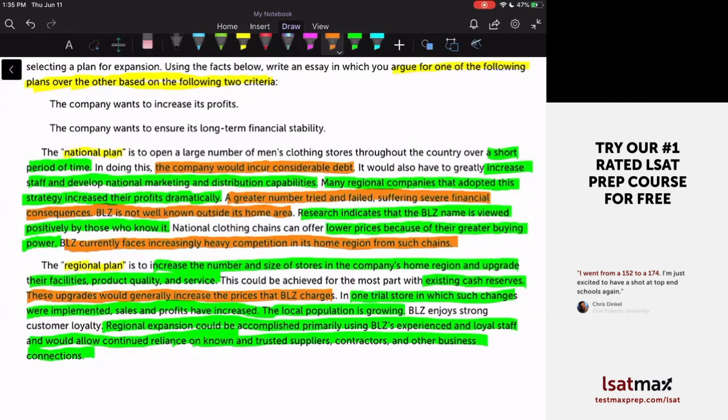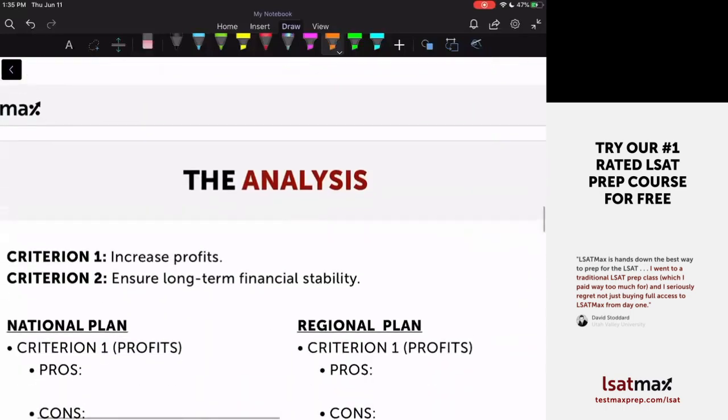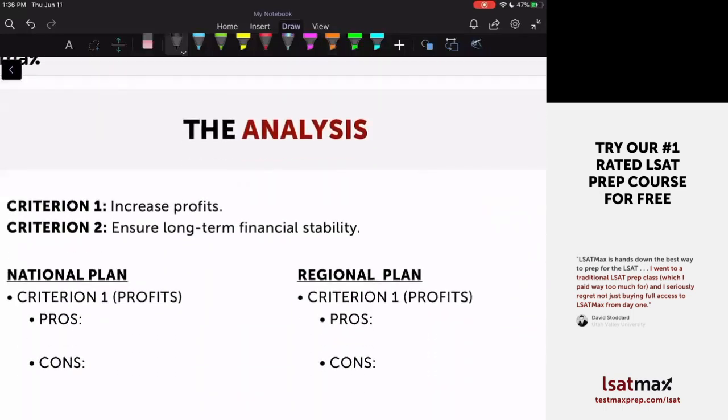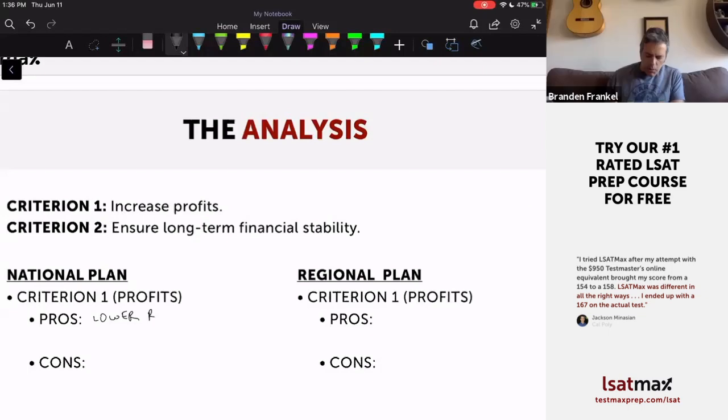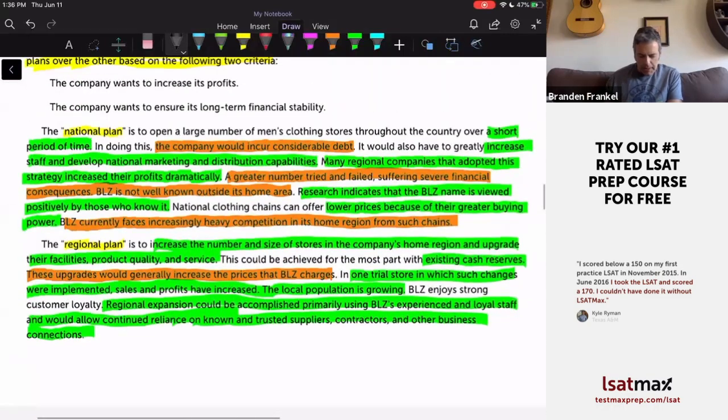Yes, well, one of the pros is definitely, because we were just talking about the regional doing increases, whereas the national clothing can offer lower prices because of their greater buying power. And so I think that's a huge thing, because if we're focusing on profit, then we want to know that the profit margin will be greater. So I think we're dealing in volume here, which might make us some profit. So I think that's a very good one. So thank you for that.